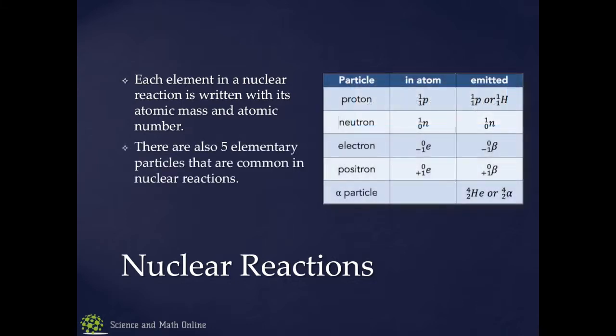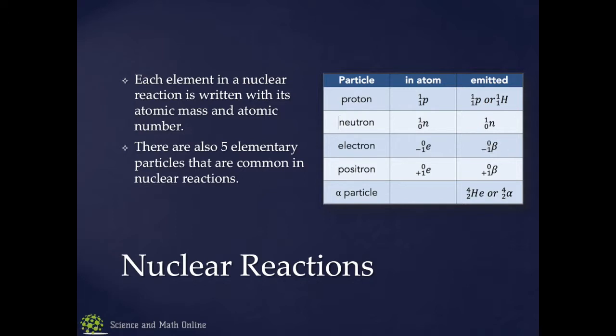So there are also 5 elementary particles that are common in nuclear reactions. They're also written in the same way, that on the bottom is the atomic number and on the top is the atomic mass. So a proton has a number 1 and a mass of 1. Neutrons have no protons and a mass of 1. And then we have electrons. We write them as having a negative atomic number. And when electrons are being emitted, they are called beta particles. That's why we have the Greek letter beta here, with a 0 and the -1 there, just like an electron.